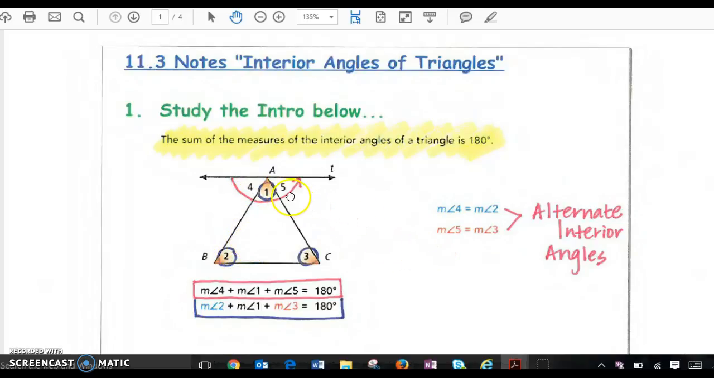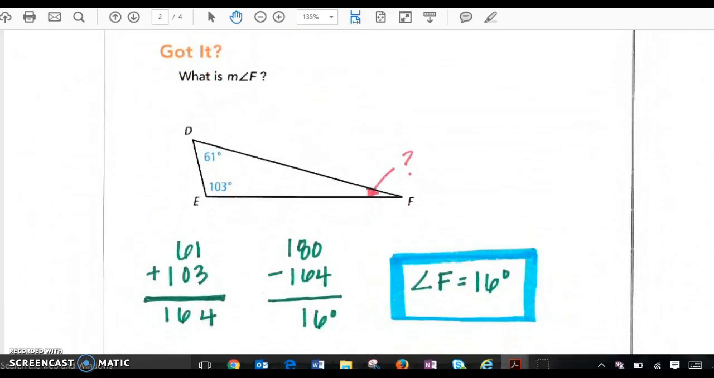And then on the right side, angles 5 and 3 equal each other as well because they are alternate interior angles. If you look at BC as a line and this as a line up top, 5 and 3 are on opposite sides of what would be the transversal. But most definitely the piece to remember is the sum of the angles inside of a triangle is 180 degrees.